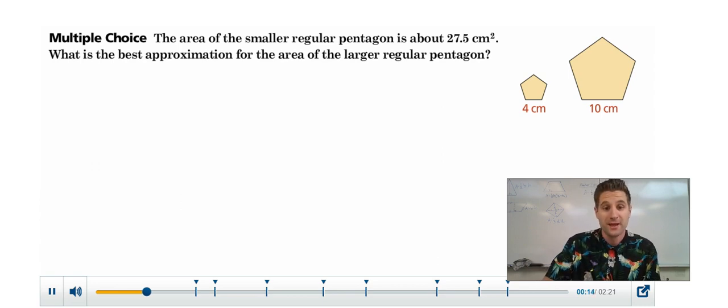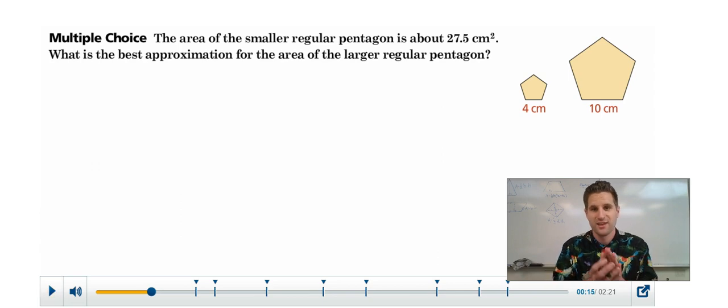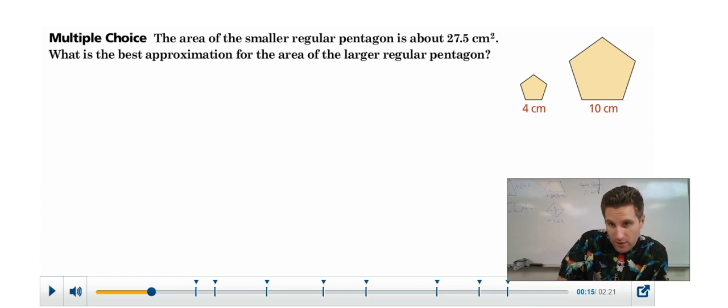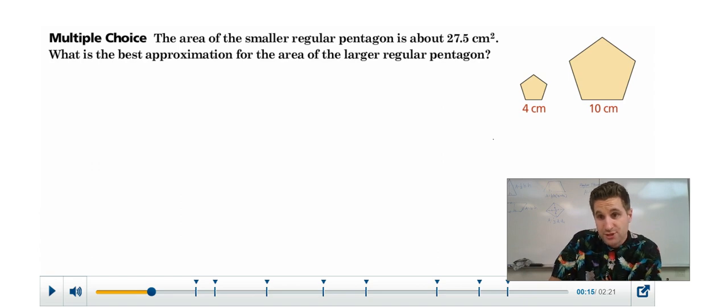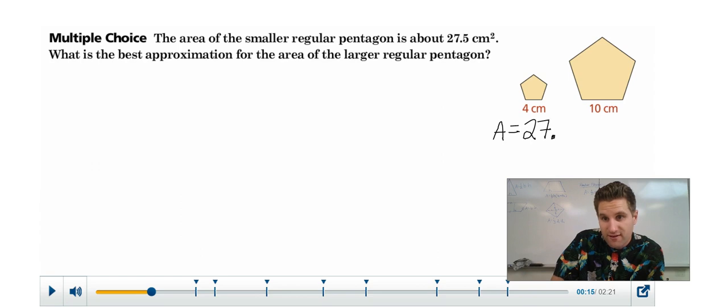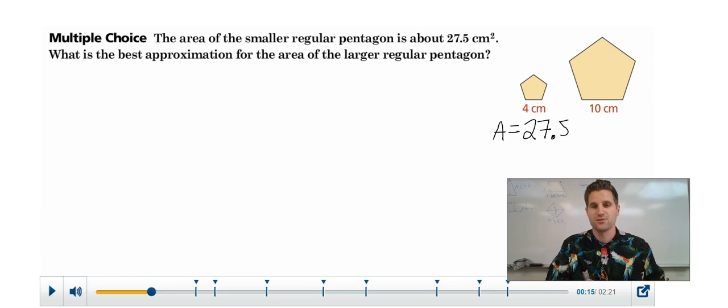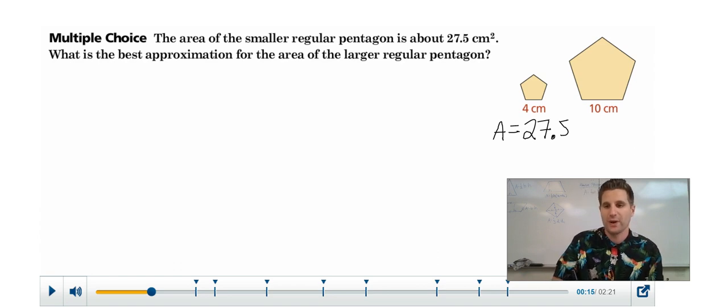Here we go. The area of the smaller rectangle is about 27.5 square centimeters. So we got this piece right here. Let's go ahead and write this down. Make sure you draw the pictures. The area is equal to 27.5. What is the best approximation for the area of the larger rectangle?